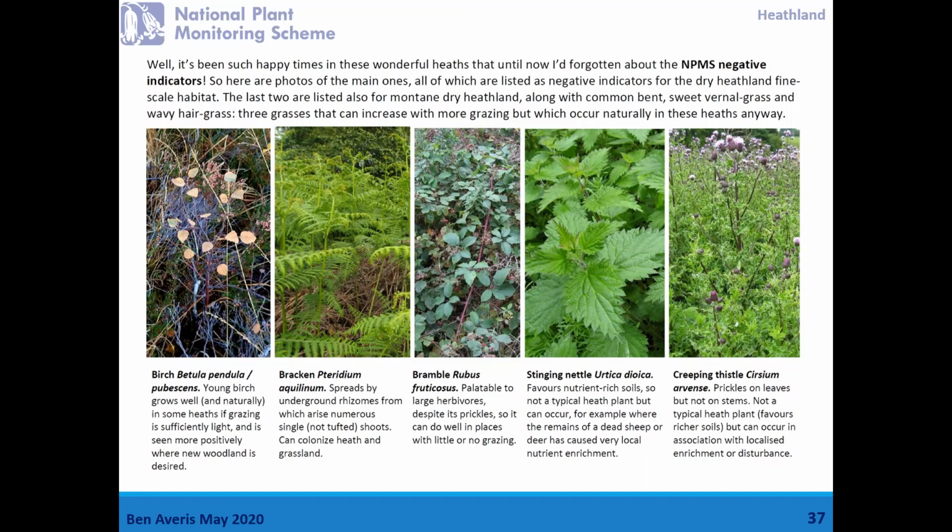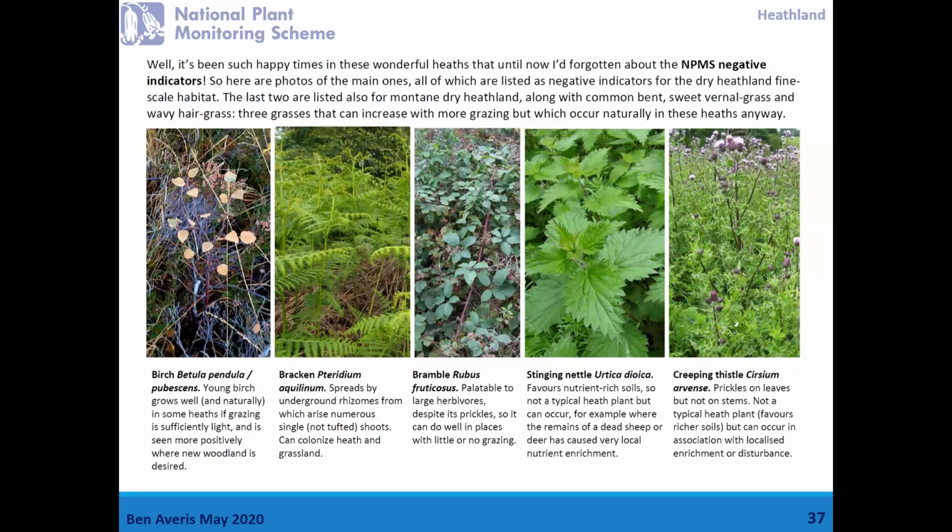Okay, the next two species, stinging nettle and creeping thistle, will be in there because they tend to do better where there's been some eutrophication, which is what the nettle really likes, or a combination of eutrophication and maybe ground disturbance like trampling. But really, you don't find an awful lot of these effects in the heath to such a degree that you get a lot of nettle and creeping thistle. Not surprising, really, that it's only limited, because the conditions in these heaths are generally pretty nutrient poor anyway.